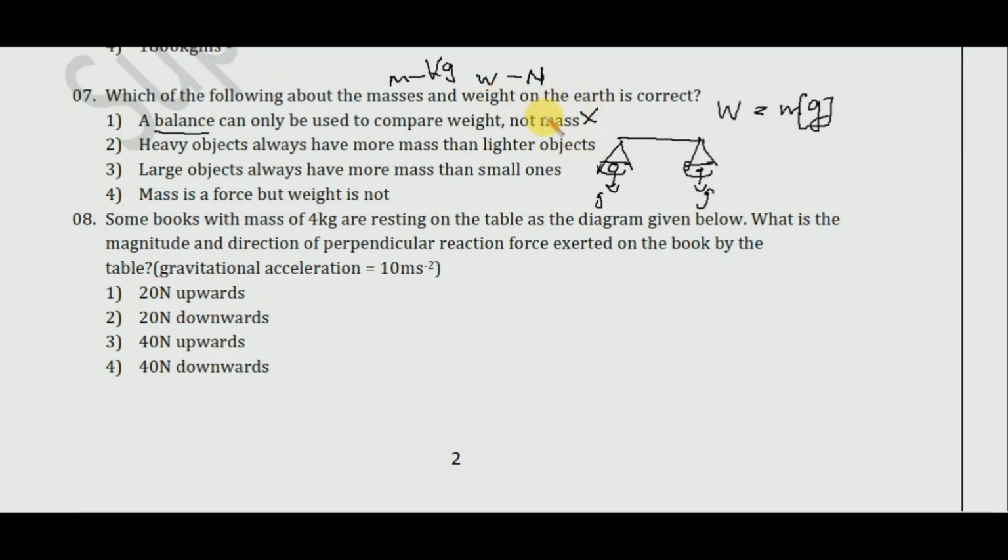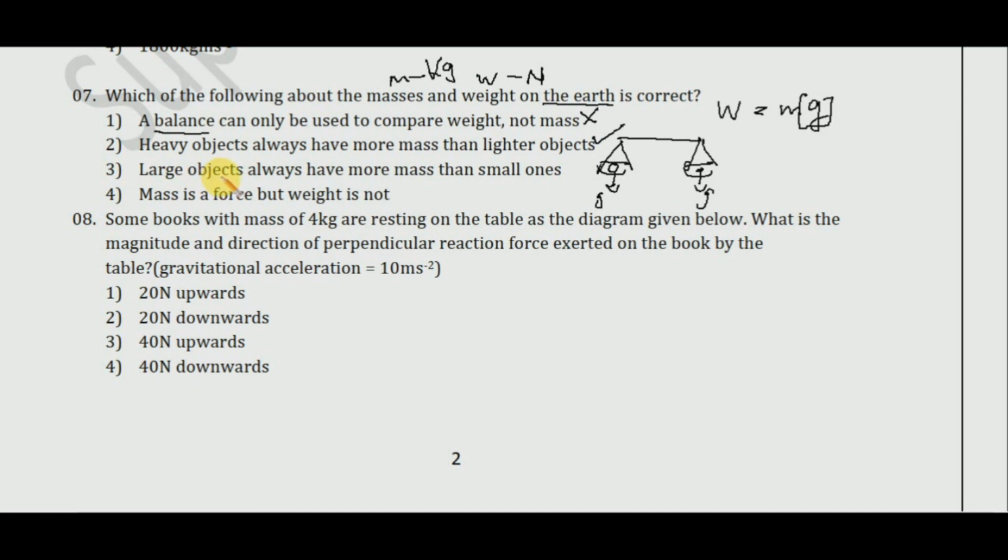Heavy objects always have more mass than lighter objects. On the earth, inside the earth, everywhere we can say the gravitational acceleration is the same. So if the mass is more, the object becomes heavier, because gravity is a constant and only the mass is affecting the weight. So that is correct. Large objects always have more mass than small objects. This statement has a small error, because the reason is, large objects means not the what?